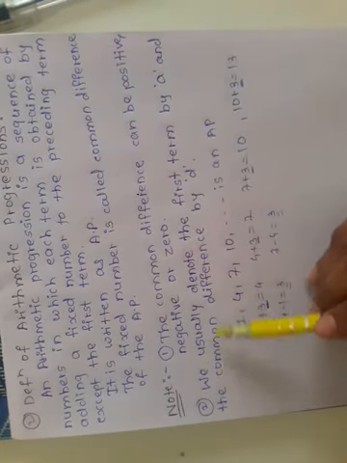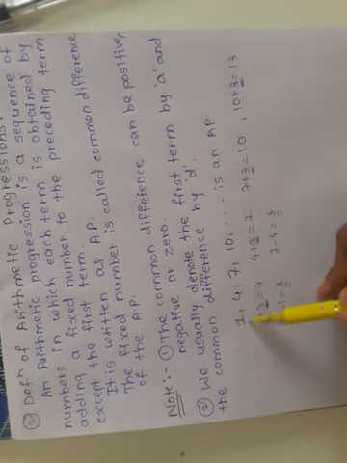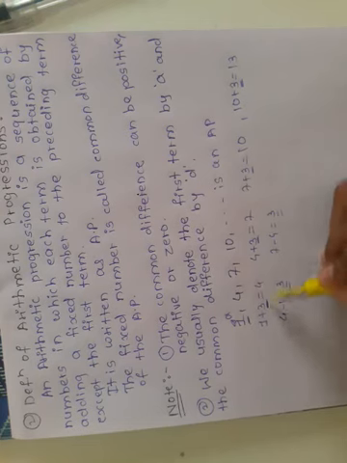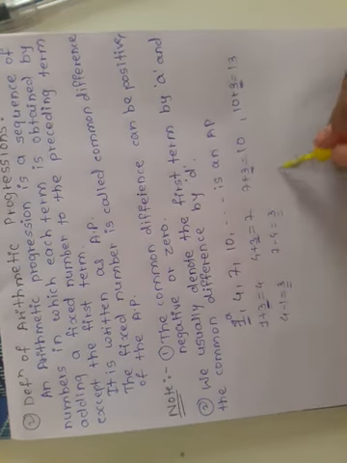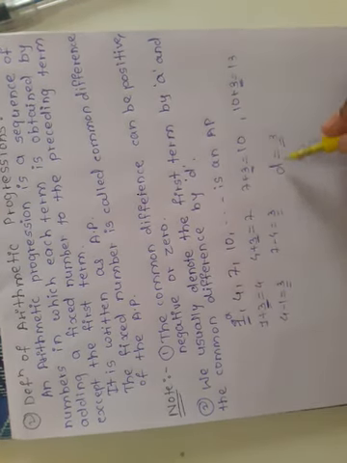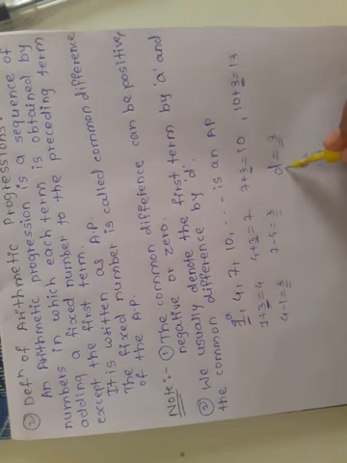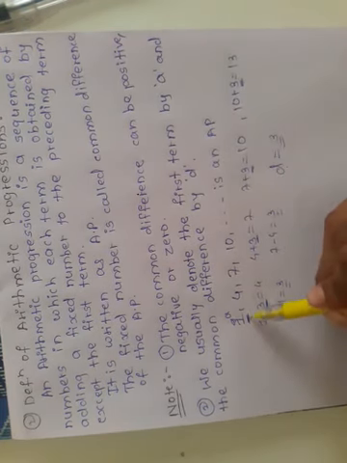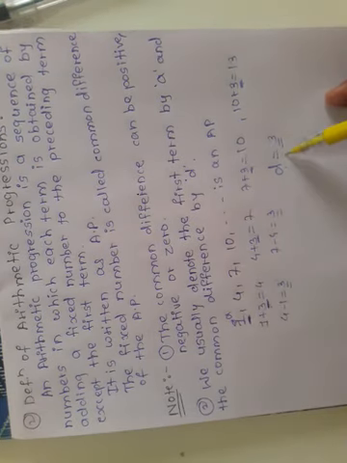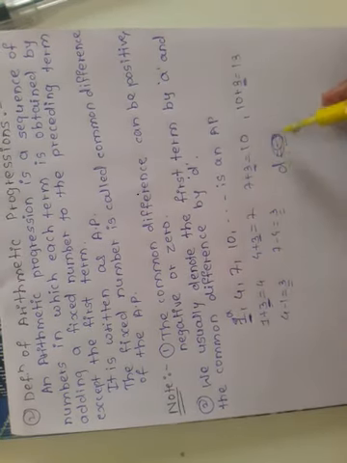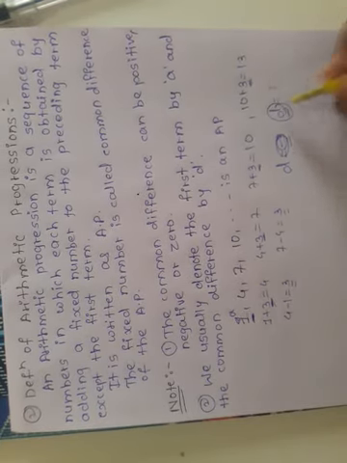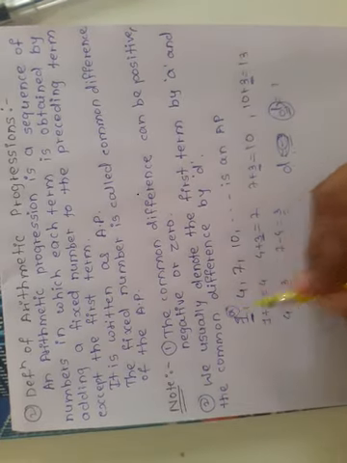The second note is that we usually denote the first term as A, and the common difference, this fixed number, as D. The common difference of this AP is 3, and therefore D is 3. The common difference is denoted by D, and the first term is denoted by A.